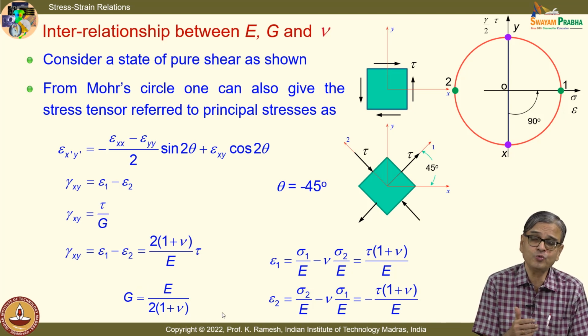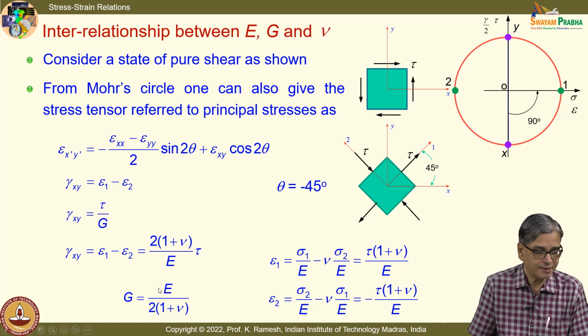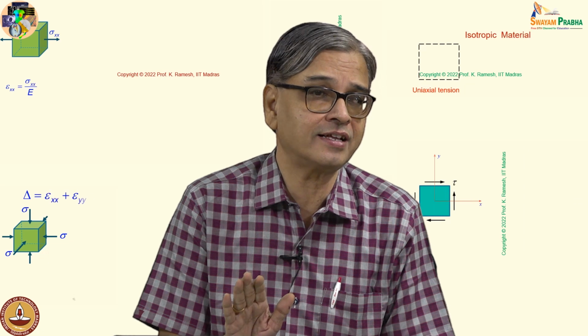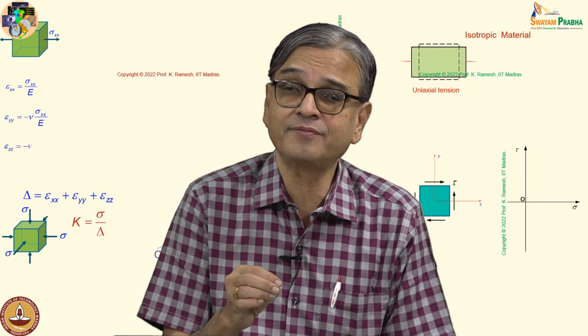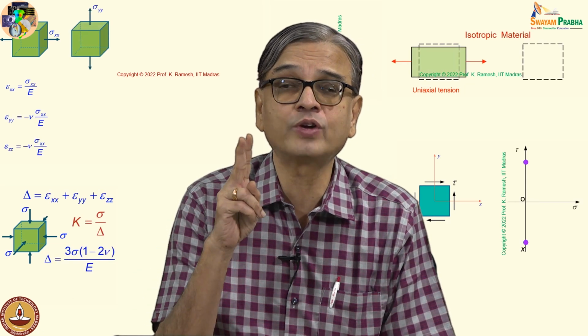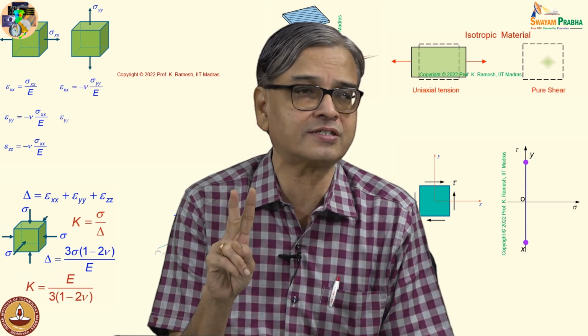So, from this what do I understand? Even though for me to write a generalized strain stress relationship, I needed E, nu and G, of the three, only two are independent. The other one is interrelated. So, for isotropic materials, the greatest convenience is it is enough you get any two elastic constants.